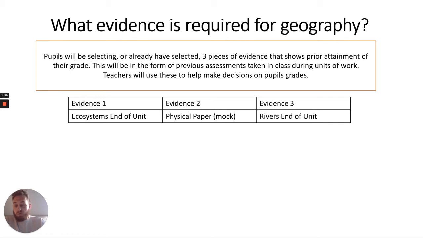So if this person got, let's say, for example, grade 5 in each of those pieces of evidence, then that will demonstrate to us as teachers that that is the grade that they potentially would have got if they sat their GCSEs in normal circumstances. But this is not all we're using. We're using other things as well, but this is going to form the backdrop.